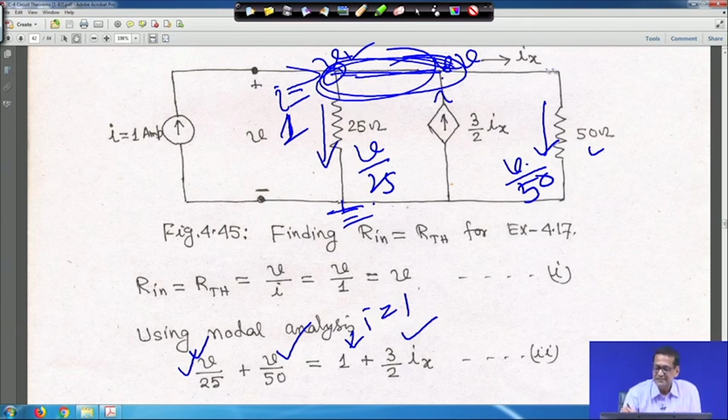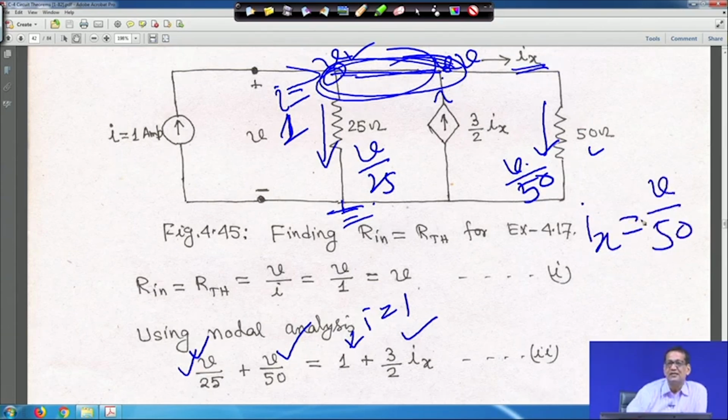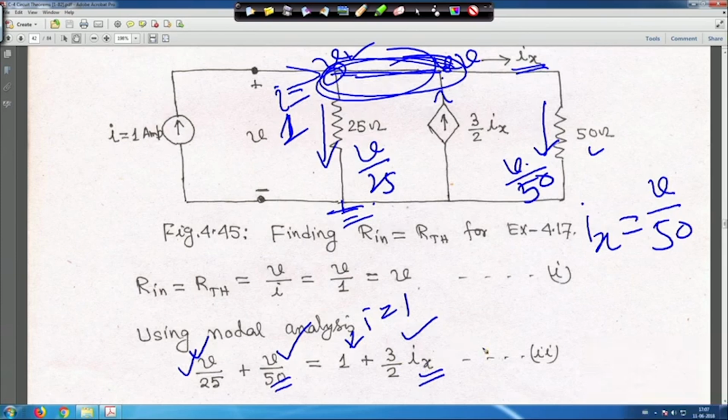But the question is this I x is given, actually this is your I x. So, I x is equal to V by 50, right. So, this is actually I x and this is actually V by 50. That means, in this expression you put 3 by 2 into V by 50, then you will get the solution for V. Let me clear it. Hope you are understanding this, right.